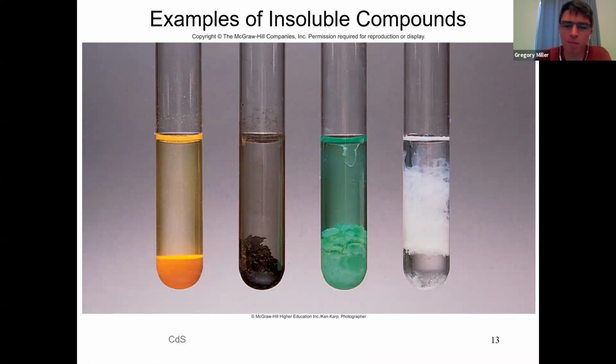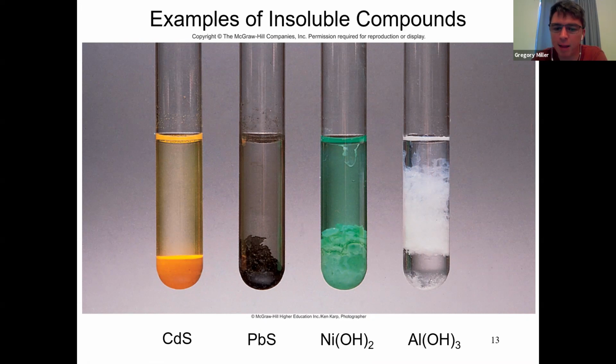So again, here are some colorful examples of ionic compounds. We have cadmium sulfide, lead sulfide, nickel hydroxide, and aluminum hydroxide. So you can get these different colors depending on what compounds you have that are forming your precipitate.